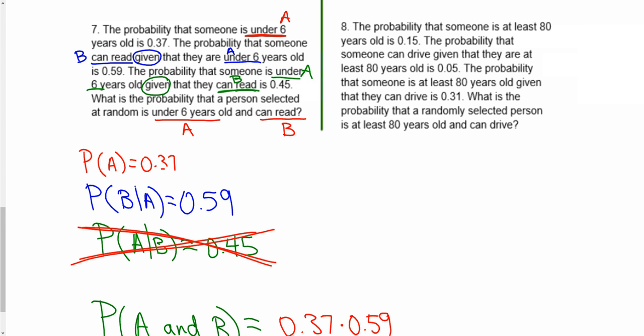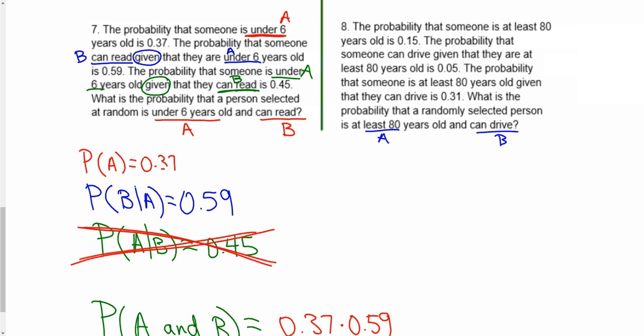So what are the two events that are happening here? Someone is at least 80, bam, and then the other one is can drive. So it doesn't matter how you label them. I just put them in order. I say A and B. So as I'm going through sentence by sentence, you got to make sure also you're using the correct notation. Don't just put like A equals and B equals, because that means something totally different.